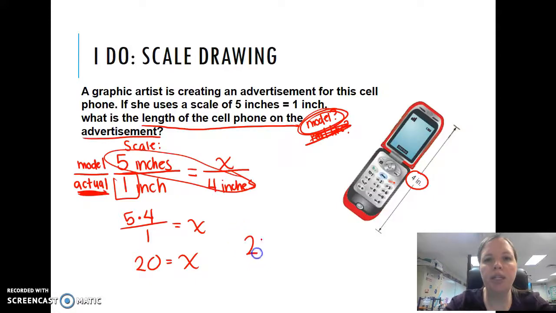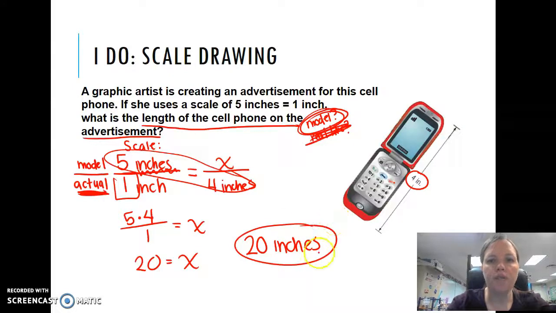And what would 20 be? Looking at my units, look back at your units in your scale, that would be 20 inches. So that cell phone is going to be 20 inches long, which, if you get a ruler and look at that, would be a pretty large cell phone. So maybe not billboard, maybe more like a magazine page. I'm not sure. That would be a pretty big ad.